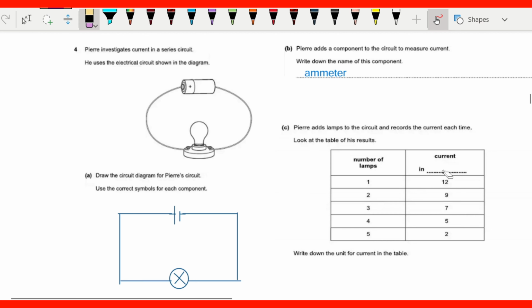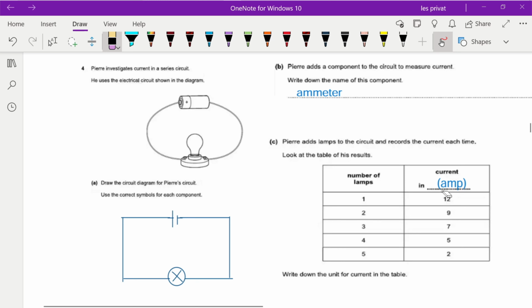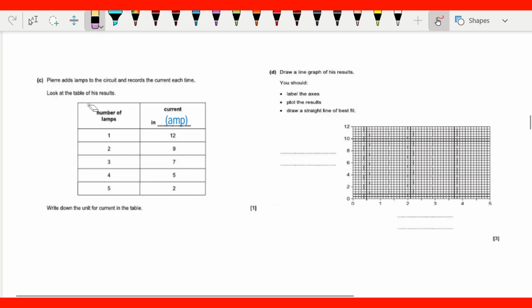Okay, let's check out the answer, guys. The answer is amp. Okay, let's move on. Right now we are in question 4D. This is our previous answer from 4C.